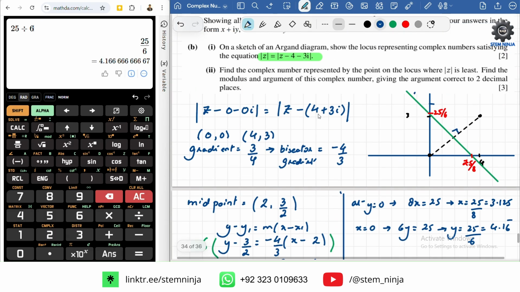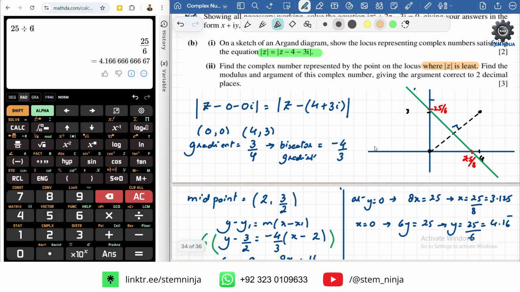Alright, and what was the B part? Find the complex number represented by the point on the locus where mod z is least. Find the modulus and argument of this complex number, giving the argument correct to 2 decimal places. So where mod z is least is actually this point, because the line is equidistant from z and the point (4, 3), and where mod z is least is actually the midpoint. So we technically have already done that.